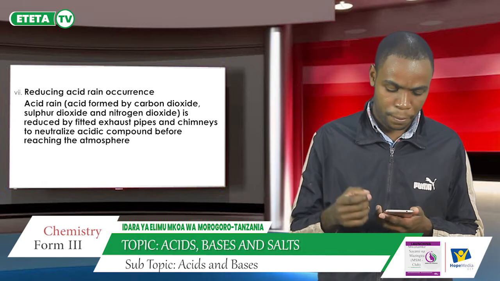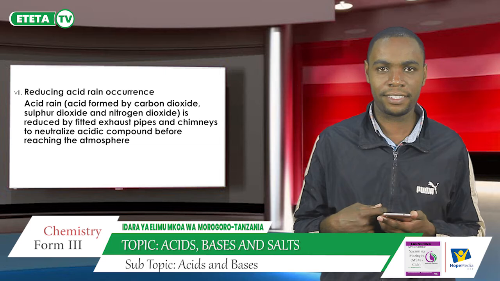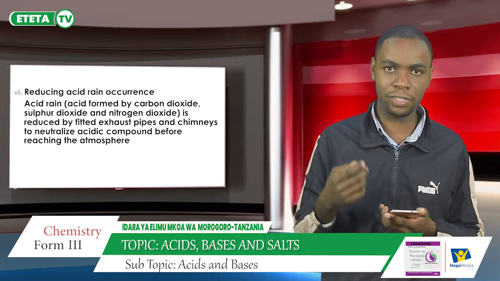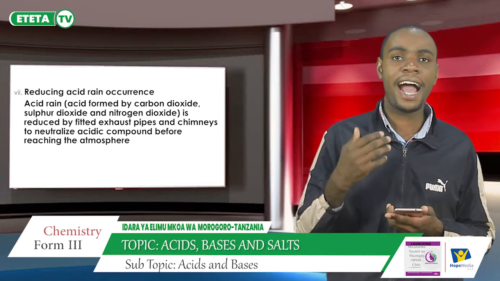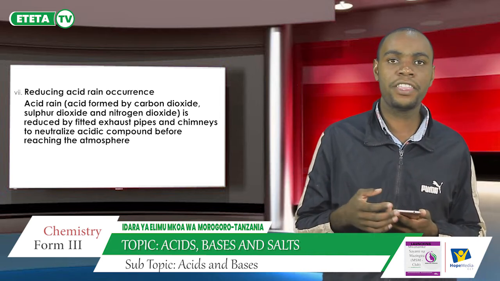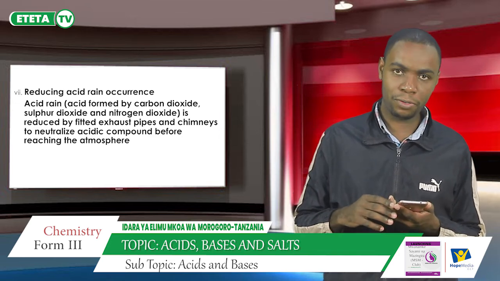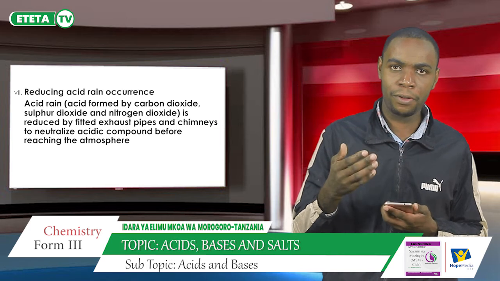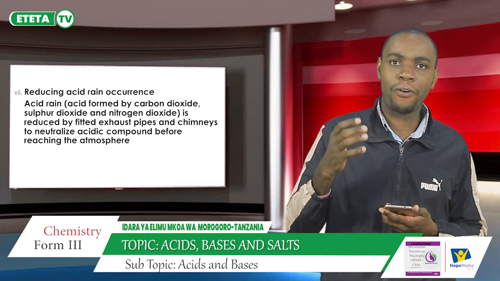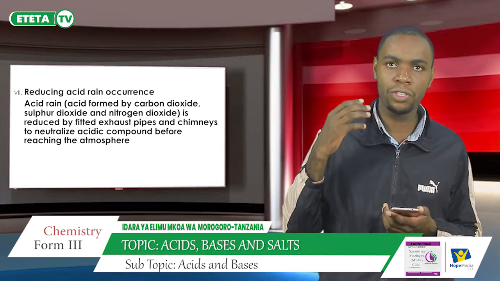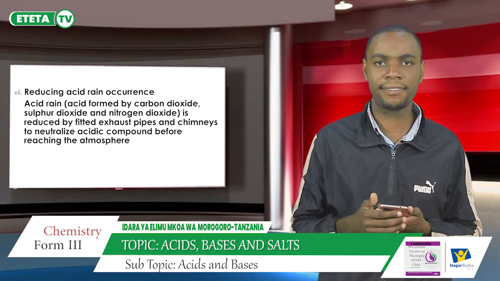Another use of the neutralization process is to reduce acid rain occurrence. Acid rain can be caused by gases produced from industries. By using a neutralization process, it is possible to neutralize that acid, and the possibility of acid rain occurring will be reduced. So the neutralization process is also used to reduce acid rain occurrence.